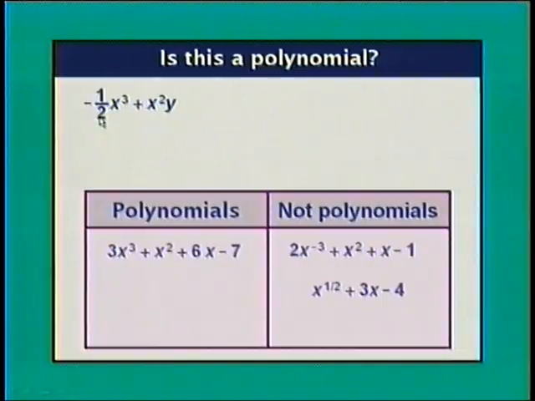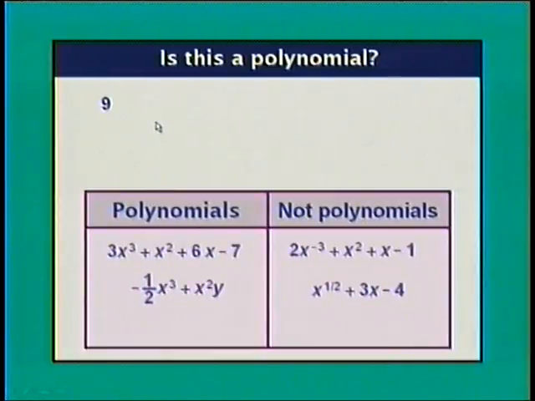What about negative 1/2 x cubed plus x squared y? It's okay to have negative 1/2 as a coefficient. We just want real number coefficients. This is a polynomial in 2 variables. Both terms have degree 3, x cubed and x squared y. Remember, when we have more than one variable, we add the exponents, 2 plus 1, to find the degree of the term, which is 3. This polynomial is a binomial because there are 2 terms.